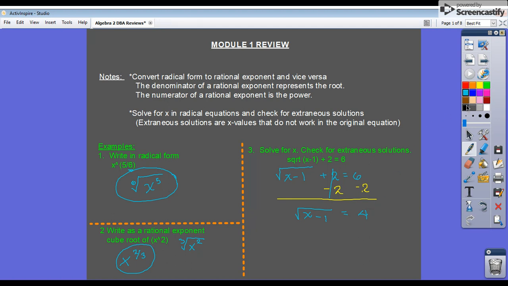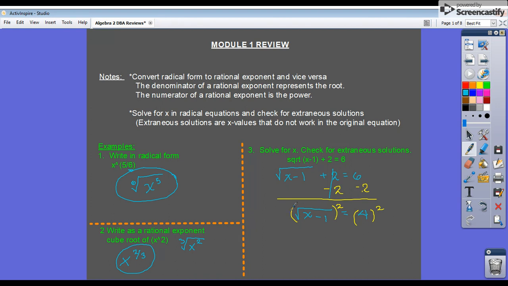Now, x minus 1 is stuck inside of a square root, so I have to get rid of the square root. The way to get rid of the square root is to square. Whatever you do to one side of the equal sign, you do to the other side of the equal sign. And keep that in mind. The way to get rid of a square root is to square it. The way to get rid of a cube root is to cube it. The way to get rid of the fourth root is to give it a fourth power, fifth root, fifth power, so on and so forth.